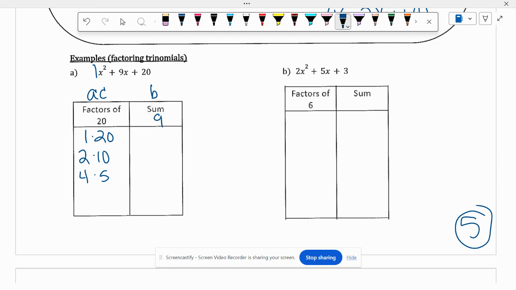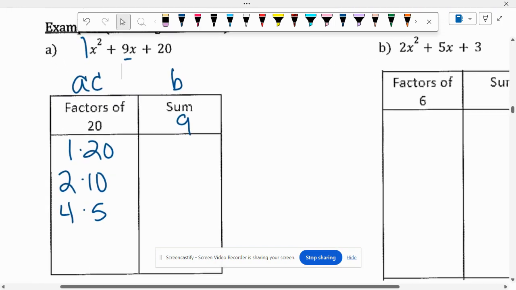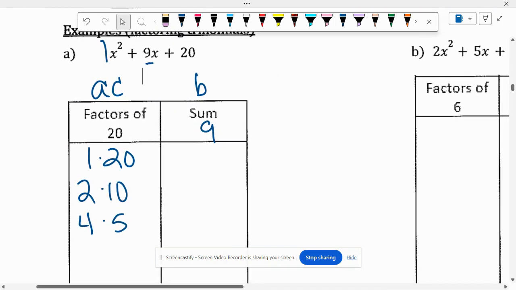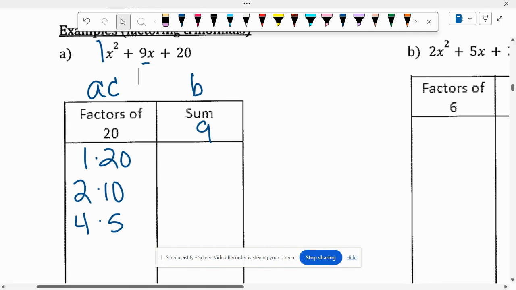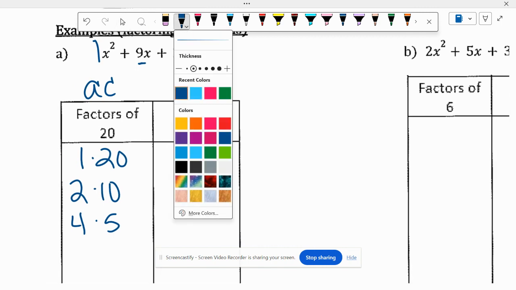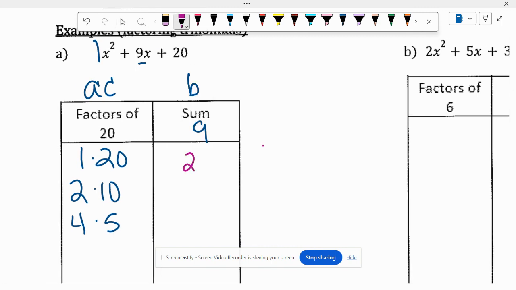B is 9. Do you guys see that? B is 9 right here. I'll make it bigger. Does everyone see that B is 9 in that quadratic, or that trinomial? So let's just take 1 plus 20. What is 1 plus 20? 21. It's 21. Okay. What is 2 plus 10?